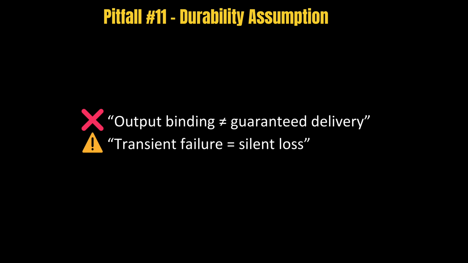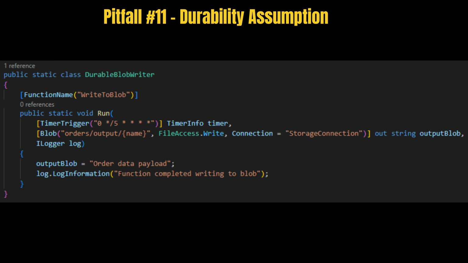So, here the function writes to a blob by an output binding. It may silently fail if storage is throttled, network hiccups occur, or the Azure Functions runtime transiently drops the message. In production, assuming durability can cost you data. Binding writes may silently fail. How do we fix this?